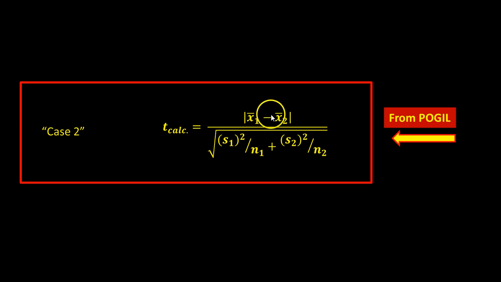So this here is your difference in means. As this difference increases, your t-calc will increase. And then we also have the standard deviation here. As the standard deviation increases, our t-calc will decrease, whereas as the number of samples increases, our t-calc will increase. So hopefully you can see how this all works.